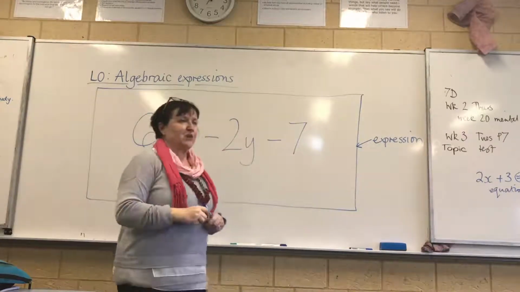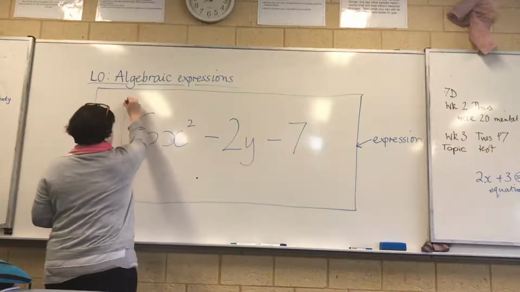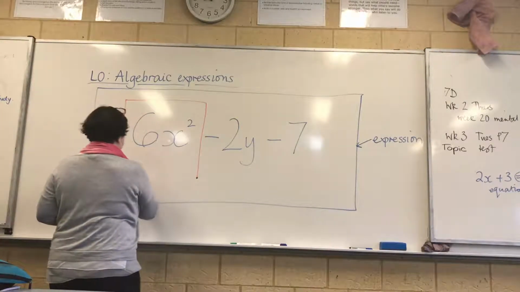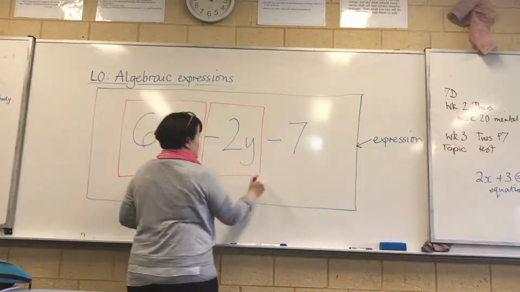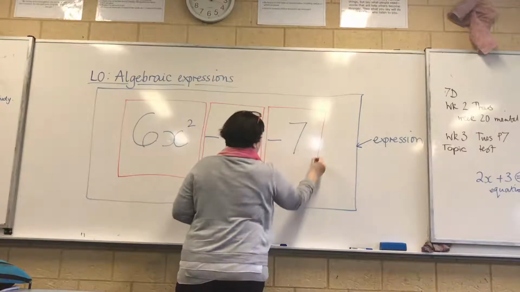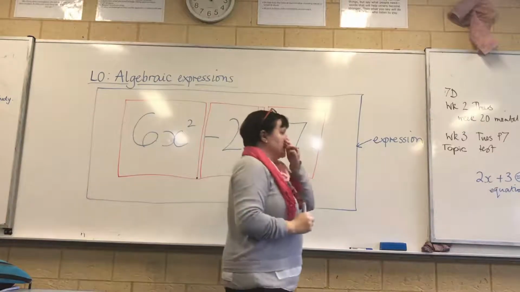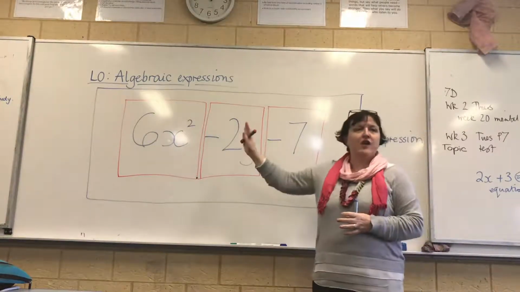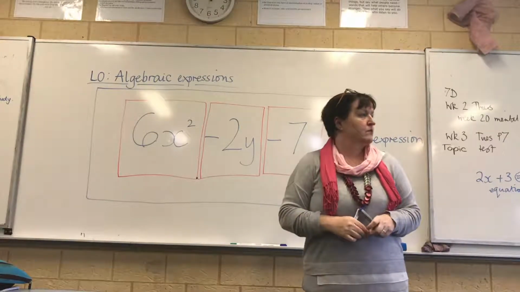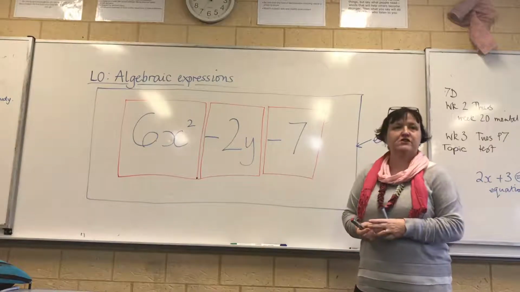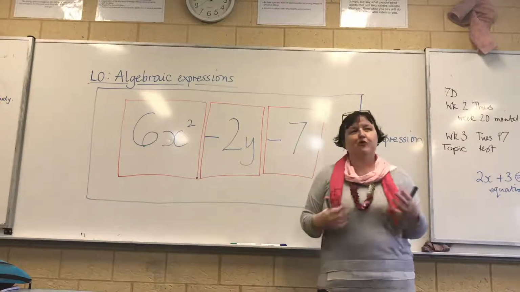Now, within that expression, there are obviously three separate parts. We've got the 6x squared, we've got the take 2y or the negative 2y, and we've got the take 7 or the subtract 7. What are those individual parts of the expression called? Can anyone remember from last year? What are those individual parts called? We have 4 of them in the school year.